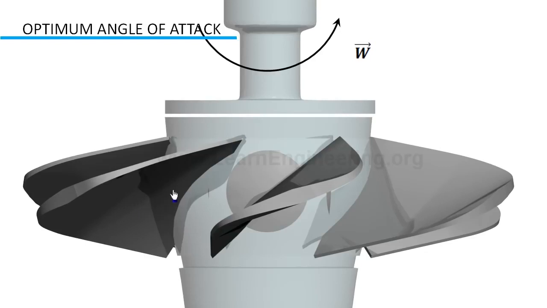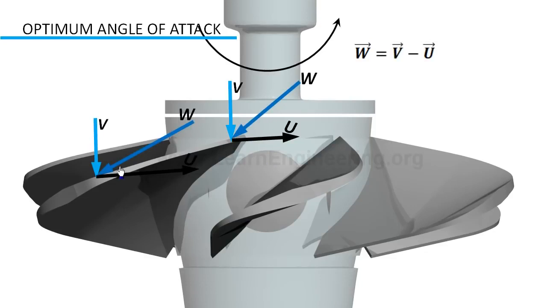Even though the absolute velocity is axial, the relative velocity will be inclined, depending upon the blade velocity. The inclination of the relative velocity increases as we move from root to tip, due to increasing blade velocity. There should be a continuous twist in the blade from root to tip, so that at every cross-section the angle of attack is optimum.